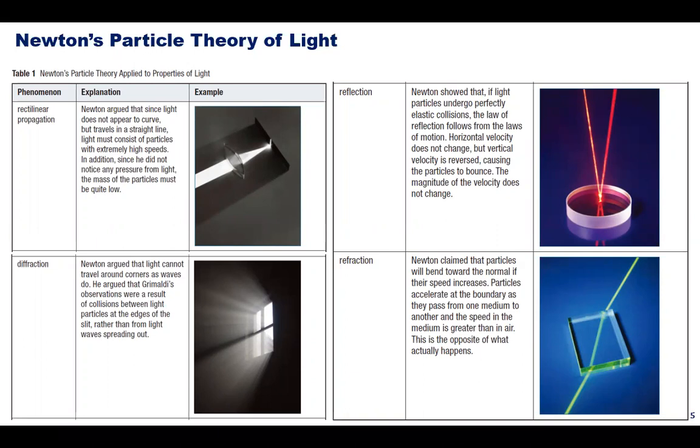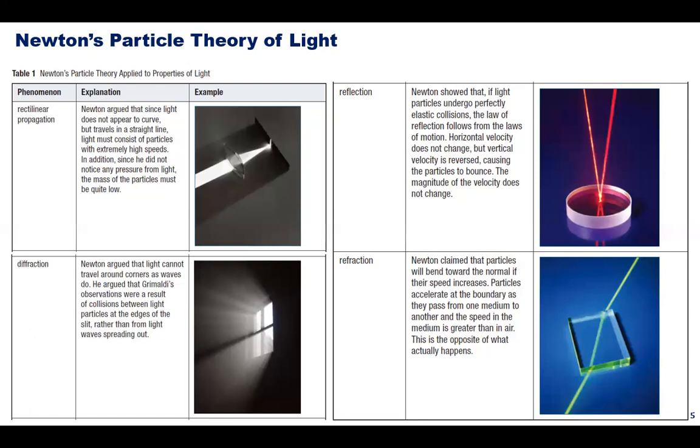Newton's theory does not require a medium for the light to travel in. Furthermore, he was able to explain the properties of reflection and refraction using this theory. However, his explanation of diffraction showed the shortcomings of this theory. As you can see here in table 1, it summarizes Newton's explanation for these properties. Okay, first, a phenomenon called rectilinear propagation. This can be explained by Newton's theory.